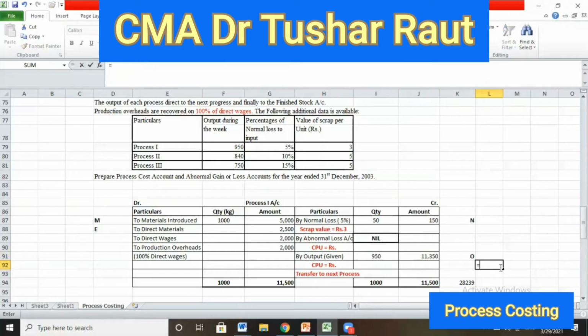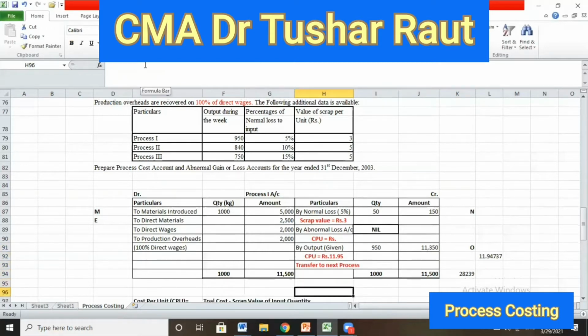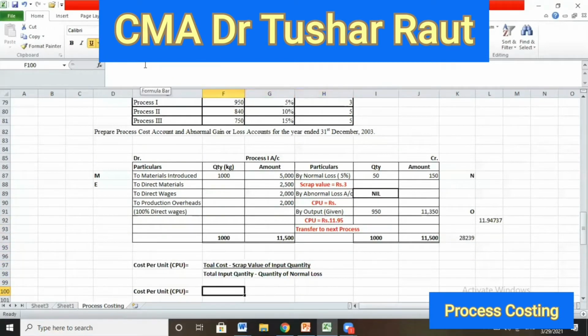11,250 divided by 950. So you will get 11.95 to make it rounded up. 11.95. Let's see how we can calculate over here. Now this is the total cost.